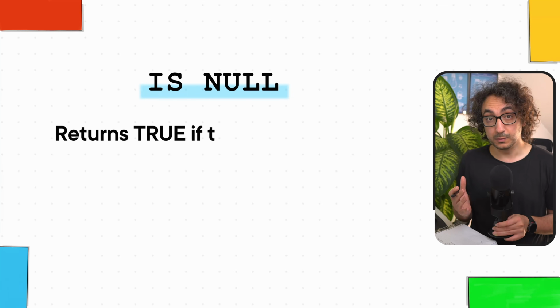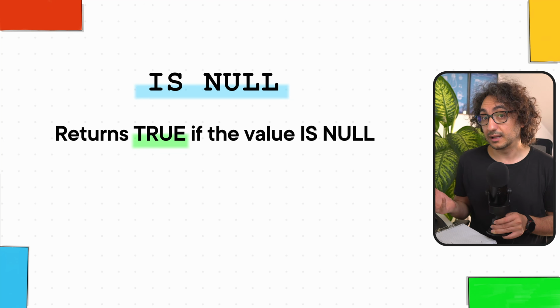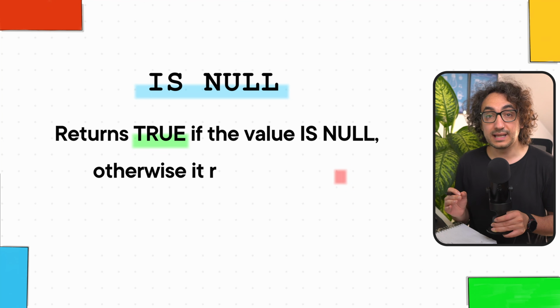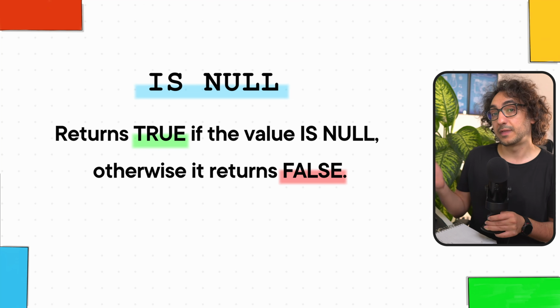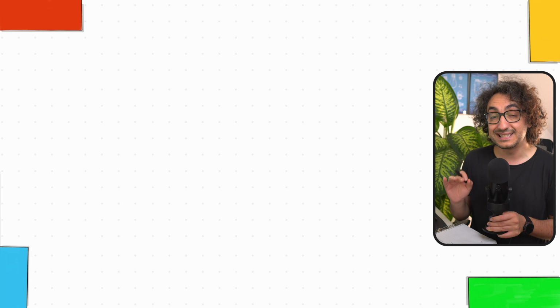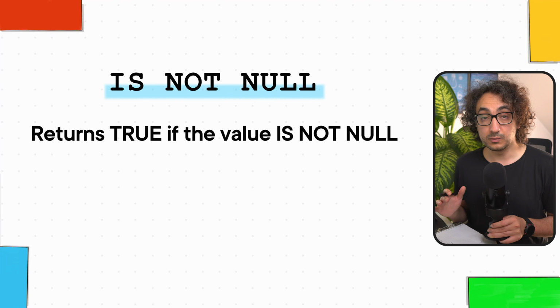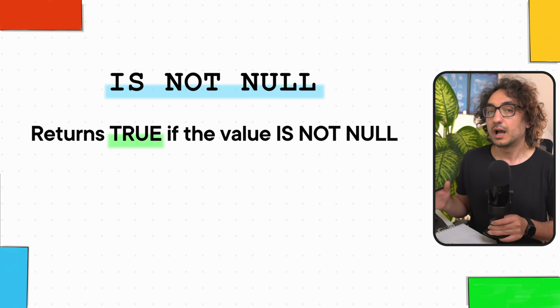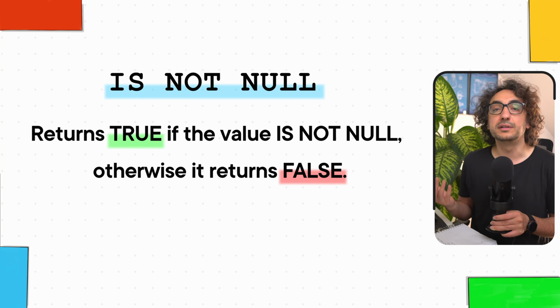Alright, so what is null? It's gonna return true if the value is null. So it is checking the value. If it's null, it's gonna return true. Otherwise, it's gonna return false. Now, the exact opposite, if you use the is not null. So if you use these keywords, it's gonna return true if the value is not null. Otherwise, if it is null, it's gonna return a false.